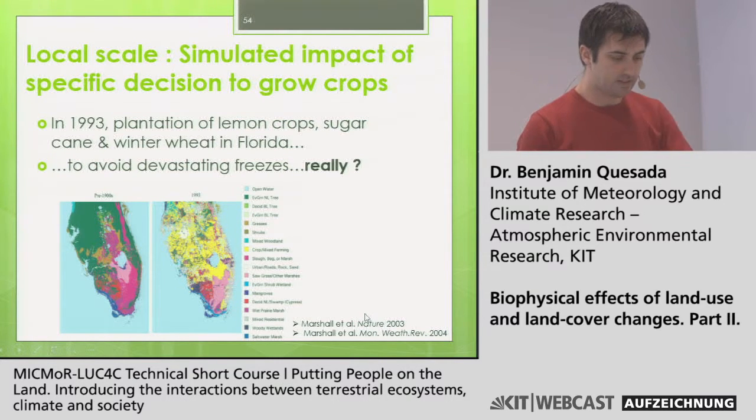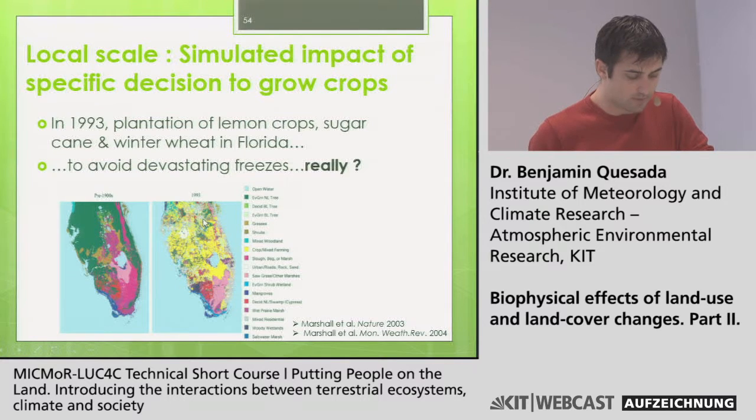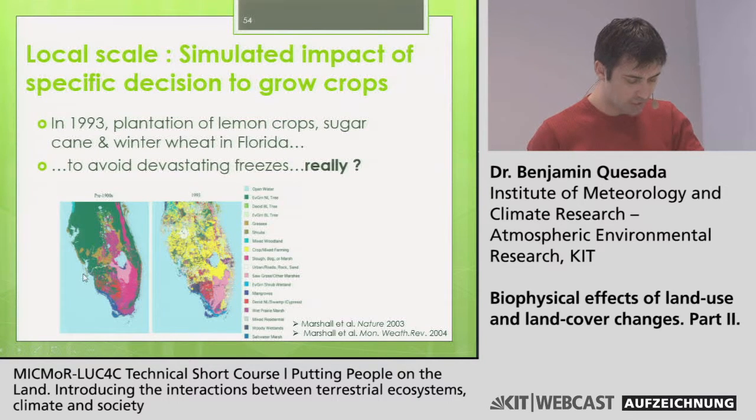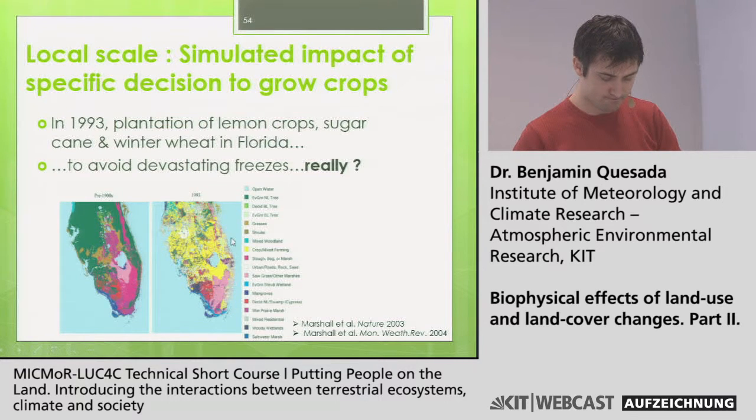Another specific decision took place in Florida in 1993, where they decided to plant lemon crops, sugarcane and winter wheat because they were thinking that it's warmer, so it will be good for the crops. But of course you modify the land use and the land cover. They wanted to avoid devastating freezes. Here is the vegetation predominating at the beginning of the century, with a lot of forests, with swamps also. And after the decision in 1993, in yellow, all the crops, and they drained the swamps also.